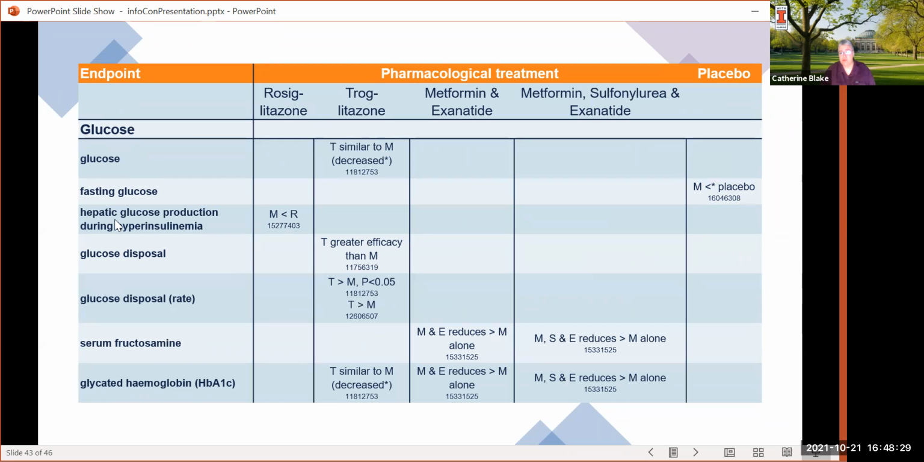So this is glucose. And again, we've got combinations now of multiple drugs. In the middle here, these cells were done manually. So what this means is, T refers to troglitazone, which is the drug that metformin was being compared to. And you can see that it has a greater efficiency than M. And that little number down the bottom is the PubMed identifier. So if you wanted to go back to the paper and see what that sentence was, where it was reported, you could do that.